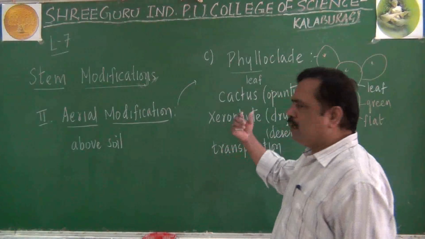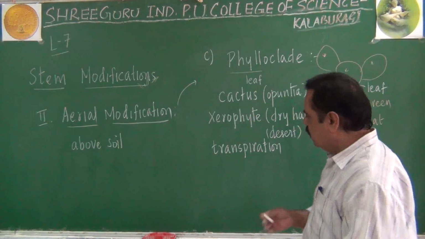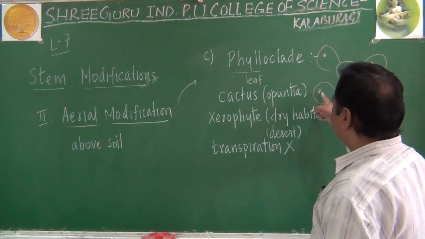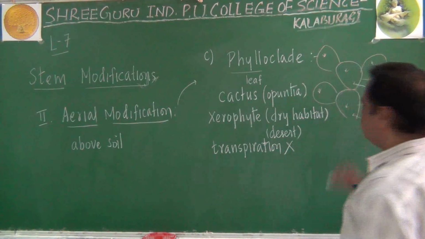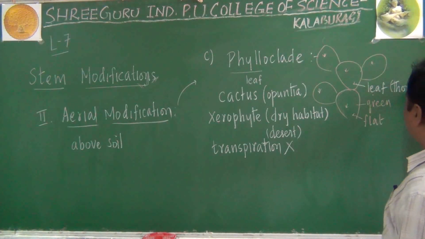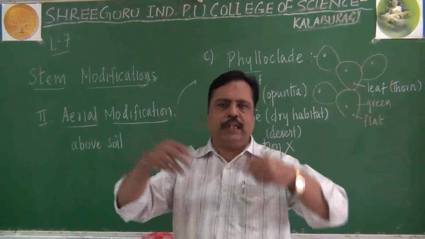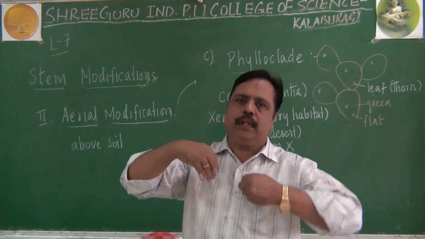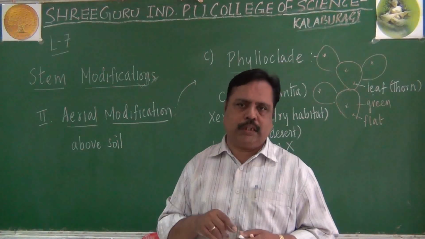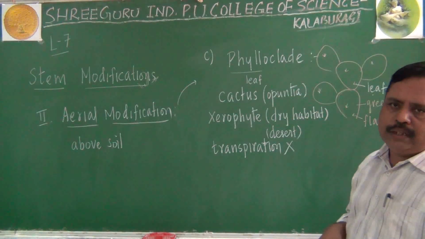It should be saved by the plant body. For saving or storing that water, they will avoid transpiration. So transpiration must be avoided. For that purpose, leaves are becoming thorn-like structures. Why? If they are broad, slender, flat leaves, they will lose more water. To avoid that water loss, they have this type of phylloclad, we can say.